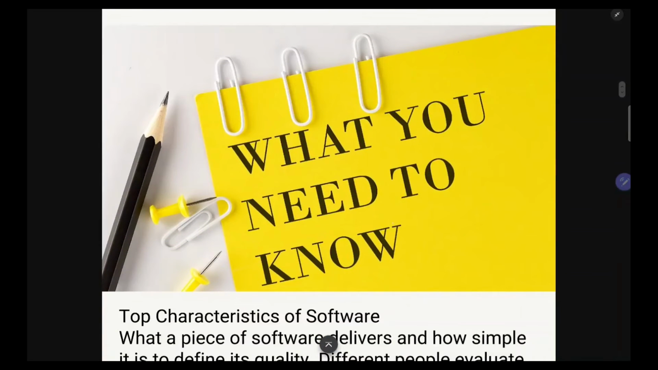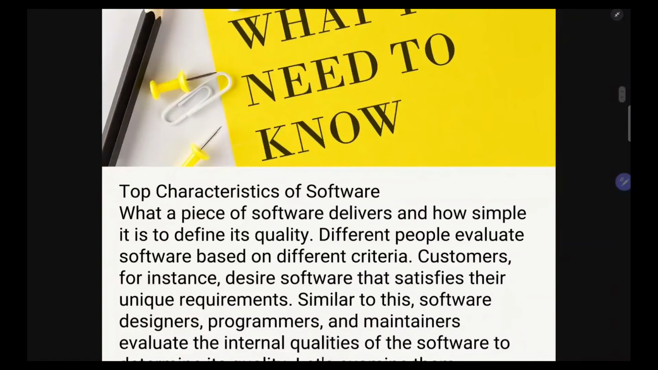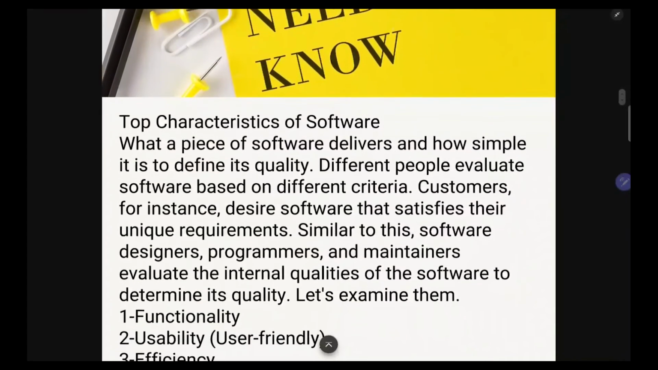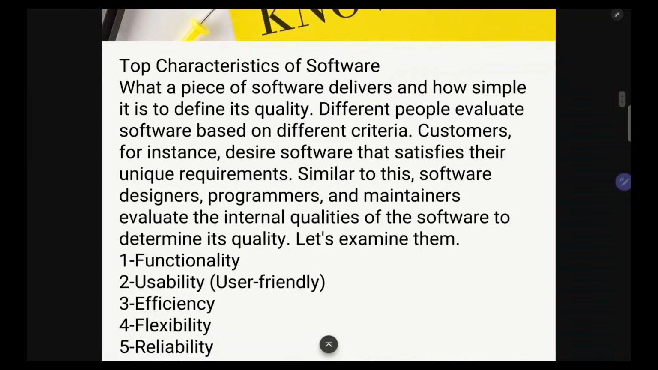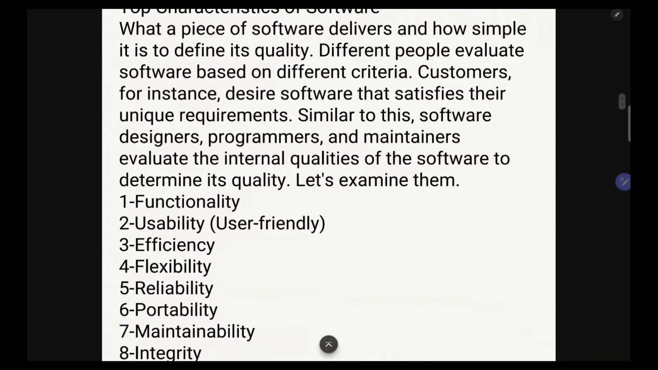What you need to know. So, this is the question. What are the characteristics of software? To begin with, what a piece of software delivers and how simple it is to define its qualities. Different people evaluate software based on different criteria. Customers, for instance, desire software that satisfies their unique requirements. Similarly, software designers, programmers, and maintainers evaluate the internal qualities of the software. Let's examine them. First, we have functionality, usability, efficiency, flexibility, reliability, portability, maintainability, integrity.